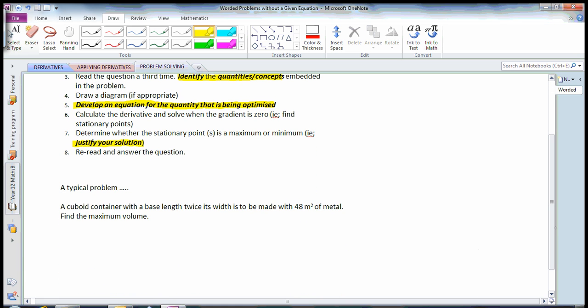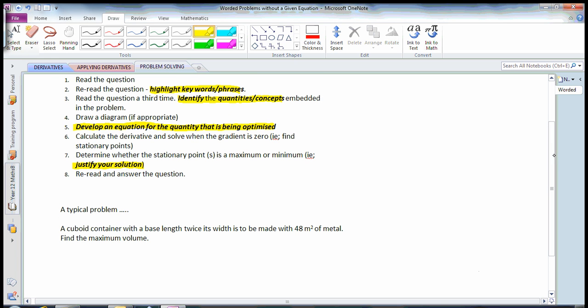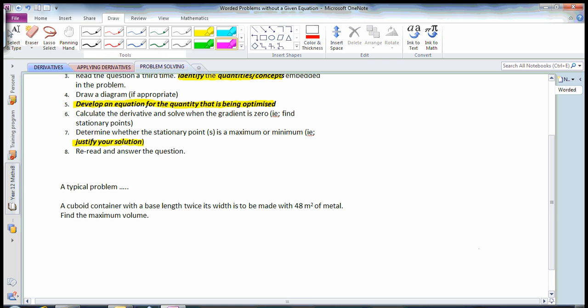So here's a typical problem that we get from a textbook. We'll just read it through. We've got a cuboid container with a base length twice its width, to be made of 48 meters squared of metal. Find the maximum volume. On the second reading, from our procedure, we highlight any keywords or phrases. So let's pick up any keywords that we can find. We've got a cuboid container, so that gives us some sense of the shape. We've got base length twice its width, so that's pretty important. We know we've got 48 meters squared of metal, and we're finding maximum volume. So using our highlighter pen helps us to hone in on the question.